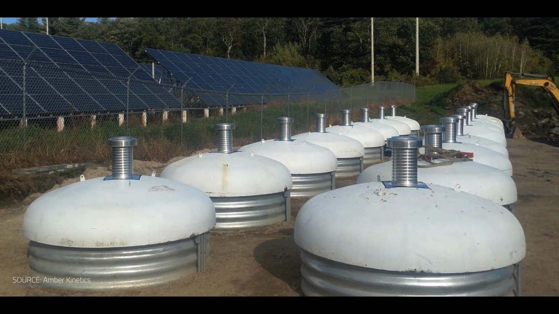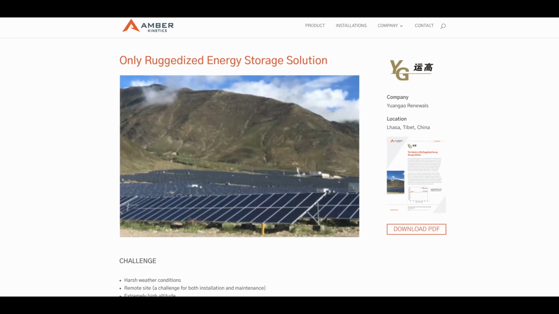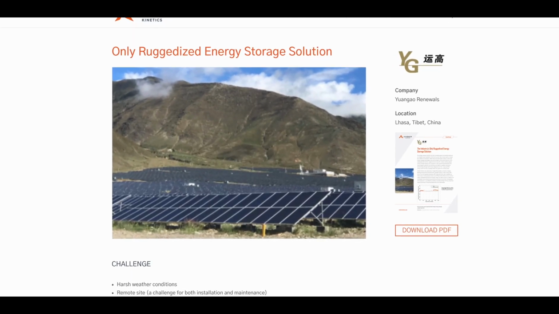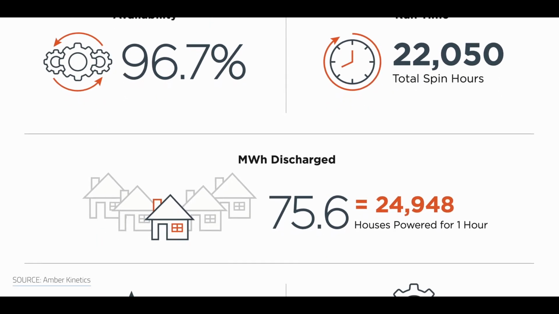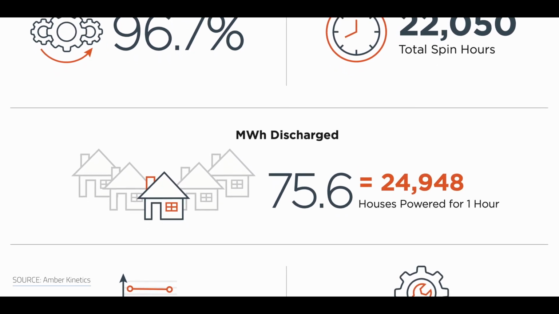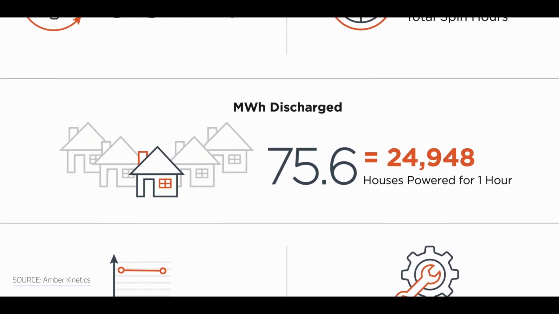This project is integrated into a grid-connected solar array and has already discharged 116 megawatt hours. Amber Kinetics also installed another storage system, but now in China, to operate a 60 megawatt solar power plant in order to store electricity and improve grid stability. Since it commissioned in 2018, it's already stored 75.6 megawatt hours with no gas emission.